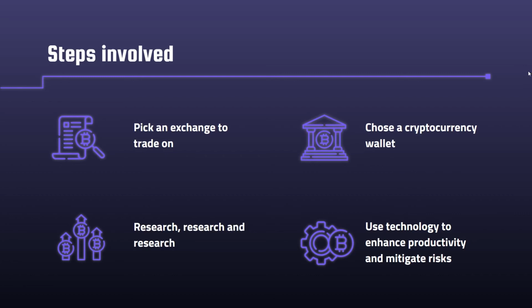The fourth step is to use technology to enhance productivity and mitigate risk. By now you are equipped with some knowledge and instruments for trading. However, compared with the fiat investment process, there are still some elements missing. First of all, fiat investors can use stock indices for benchmarking when building their portfolio. Composites are perfect examples of such benchmarks.